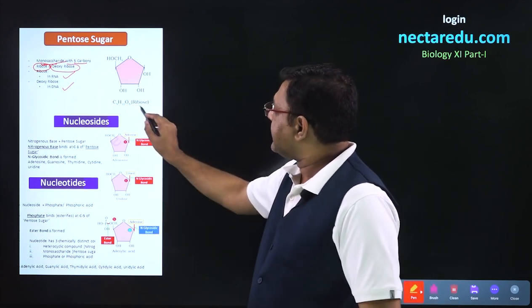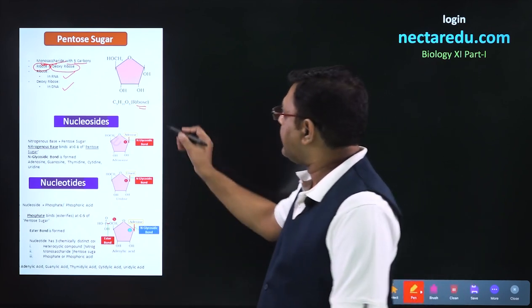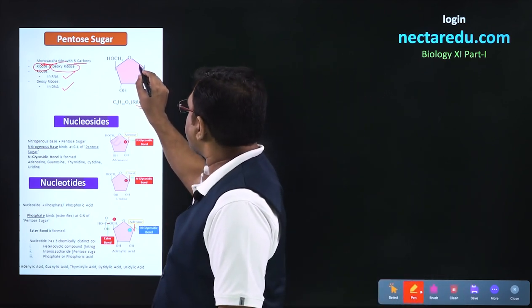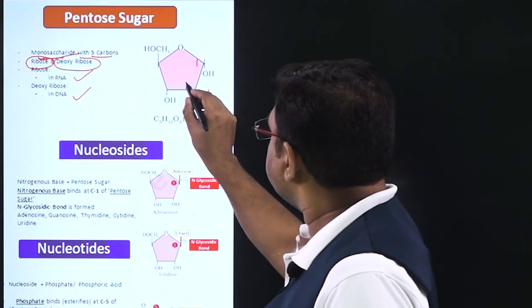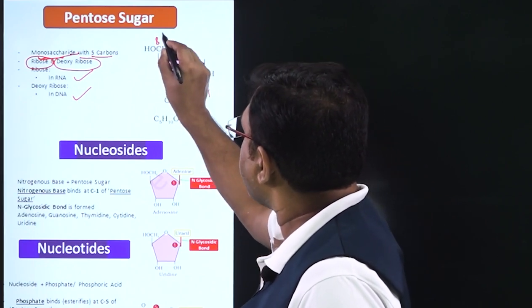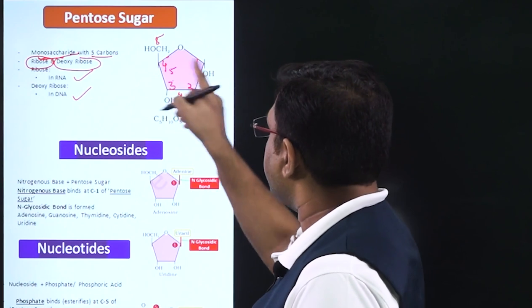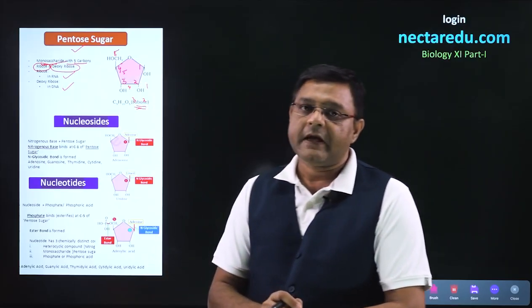Ribose is the pentose sugar which is present in RNA, and deoxyribose is the sugar which is present in DNA. The structure given here is of ribose. Let us also see the carbon naming. The carbon numbering starts from here. This is the first carbon, this is the second carbon, this is the third carbon, this is the fourth carbon, and this is the fifth carbon. So this is ribose, which is a pentose sugar.